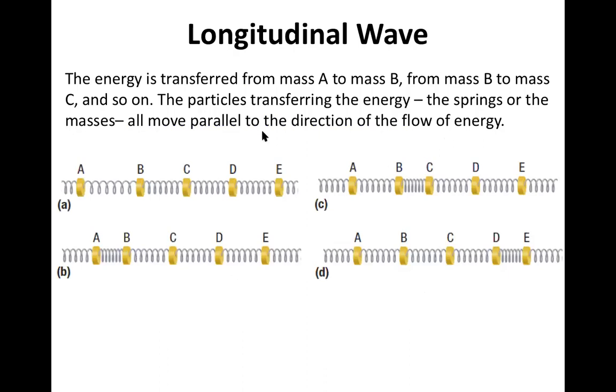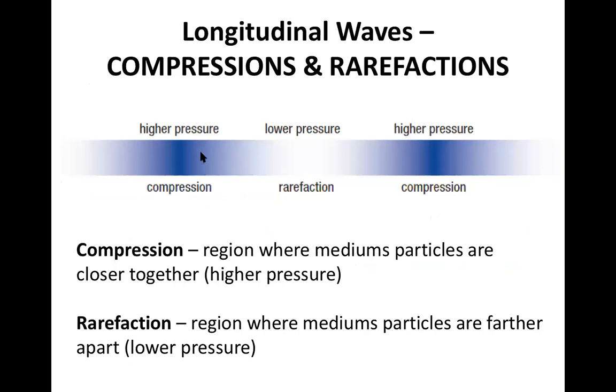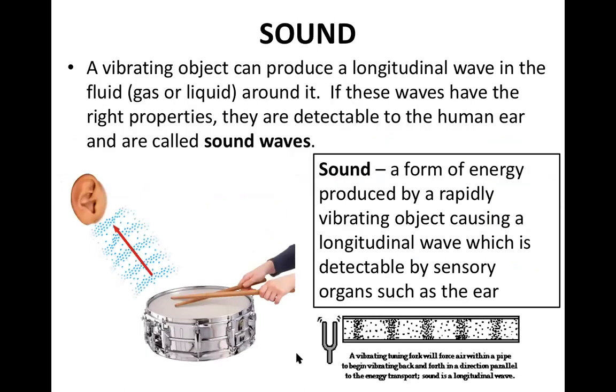So a longitudinal wave, here's an example. We've got energy transferred from mass A to mass B, then mass B to mass C, and so on. The particles transferring energy, the springs or the masses, all move parallel to the direction of flow of energy. So if you were to truly take a picture of a longitudinal wave, this is more what it would look like, not the lines, but a smooth gradient from high pressure to low pressure. Compression is a region where the medium's particles are closer together, and rarefaction is a region where the medium's particles are farther apart.